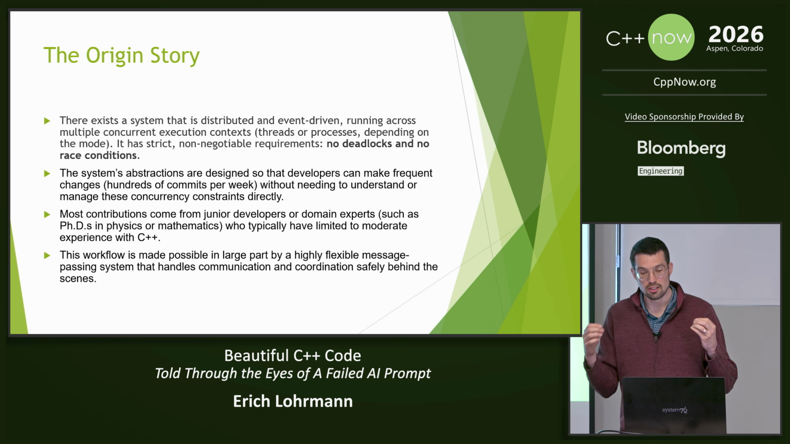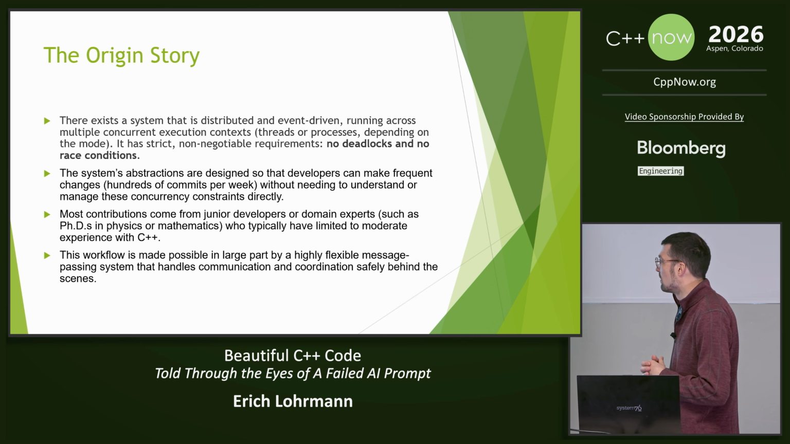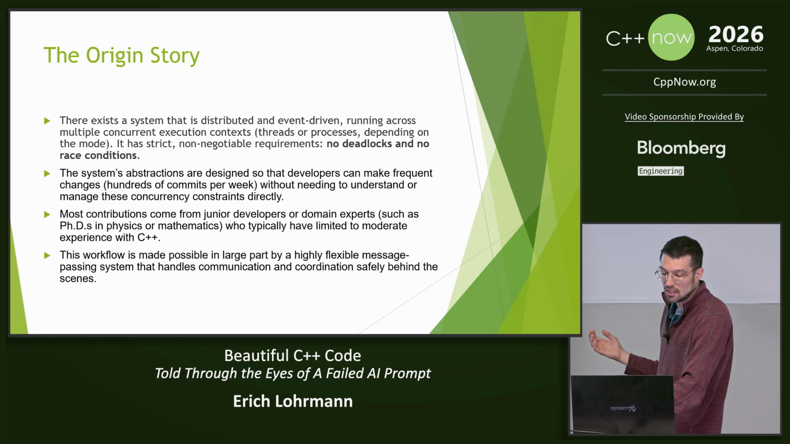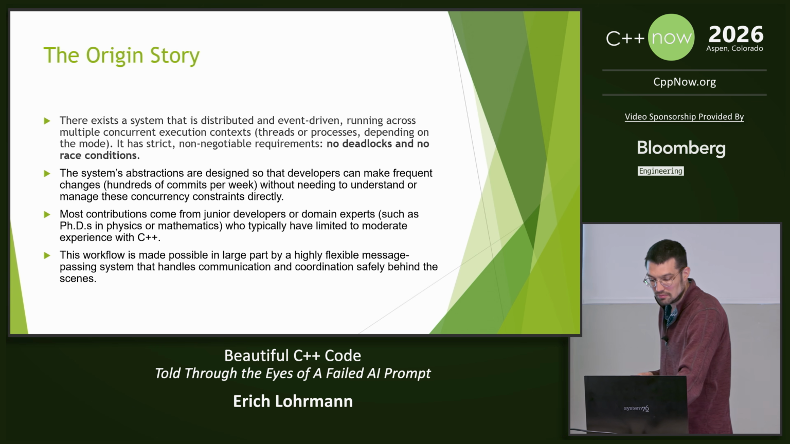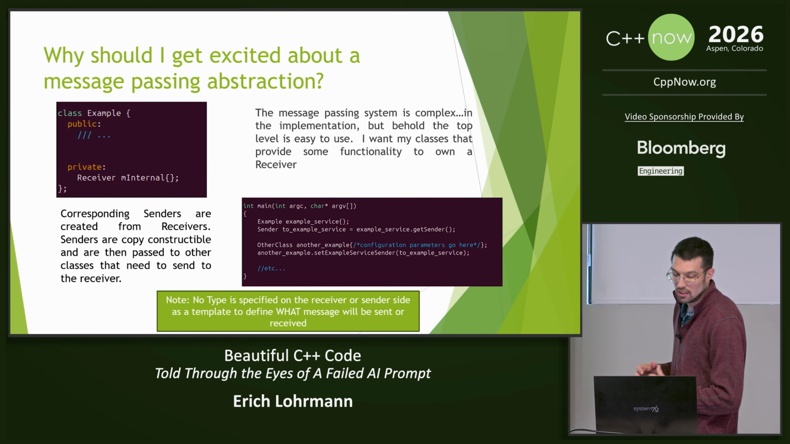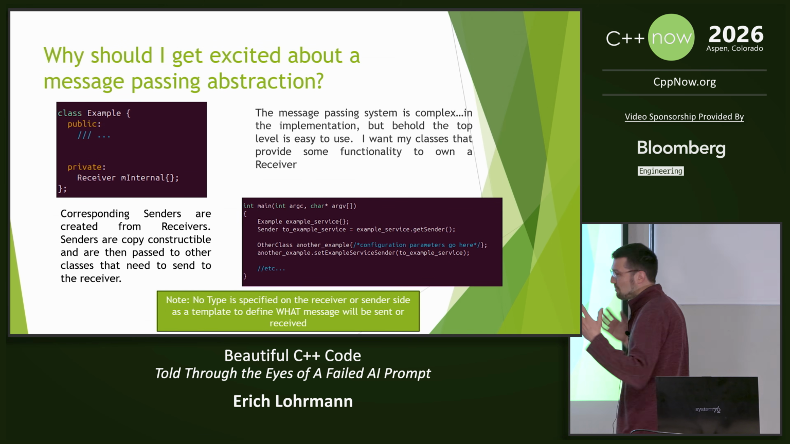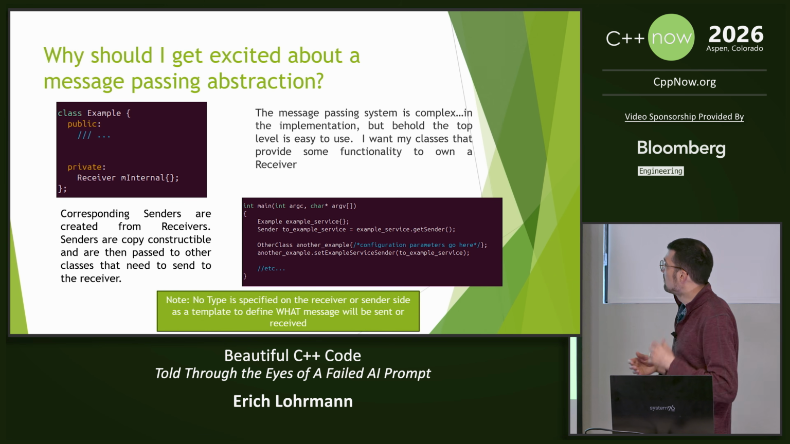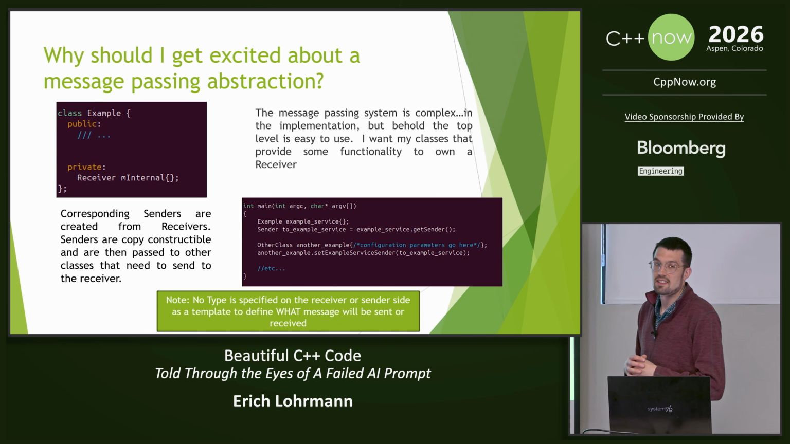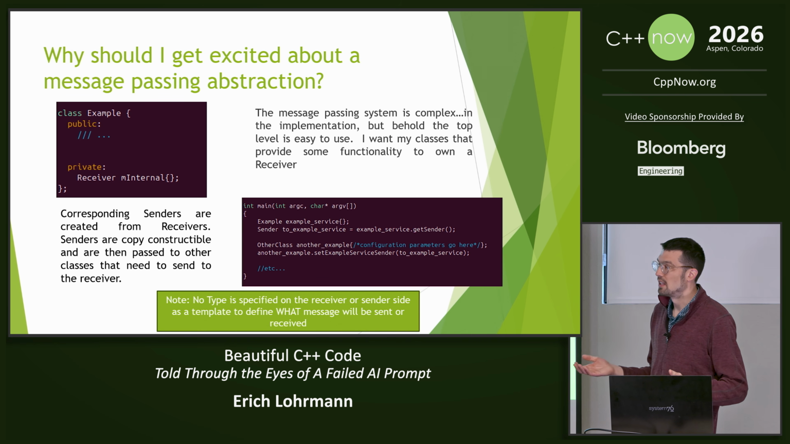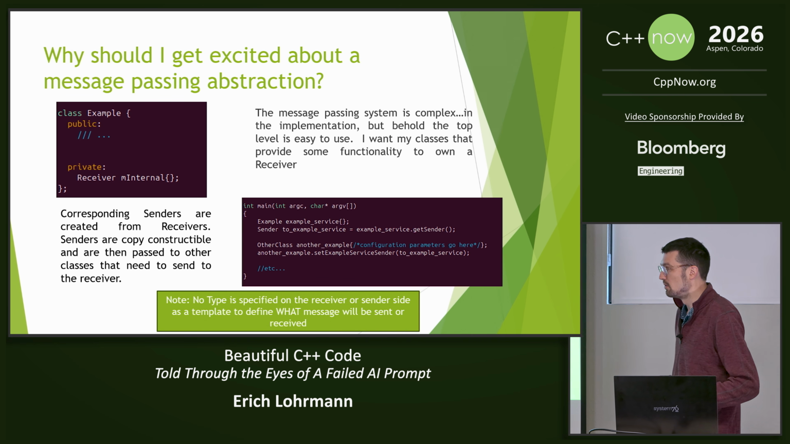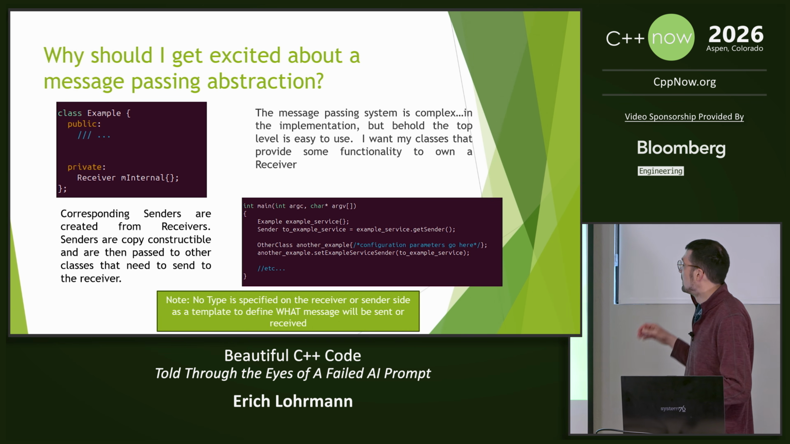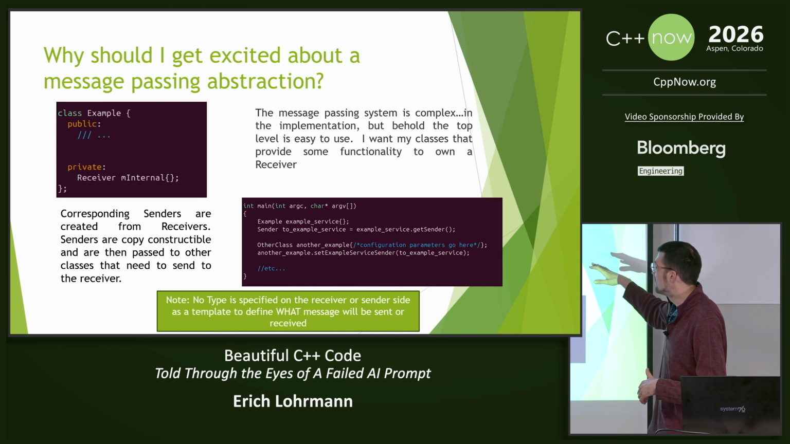And underlying this particular system is this abstraction that we will talk about. There are other pieces of the abstraction, so it's not the whole system, but this is the thing that makes it go. Okay, it's a message passing abstraction. Why do you want to get excited about a message passing abstraction? It's complex in its implementation, complex in the sense that a junior developer who is new to C++ is not going to be able to come back to it very easily, and will probably take some time to understand it. But the top level is very easy to use.